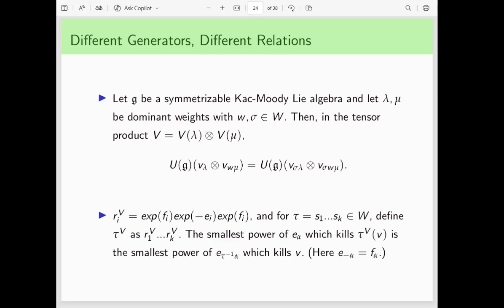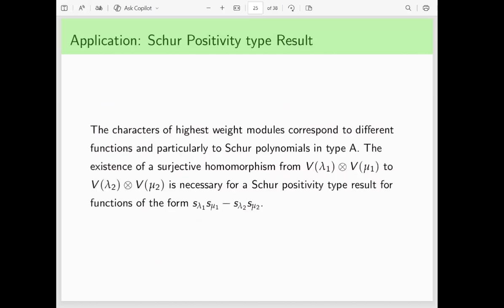And to get relations for that, we just need to observe that the smallest power of E_alpha which kills tau v acting on V is the smallest power of E_{tau inverse alpha} which kills v. So this is like a twisted version of the generator, and you will get some twisted relations.